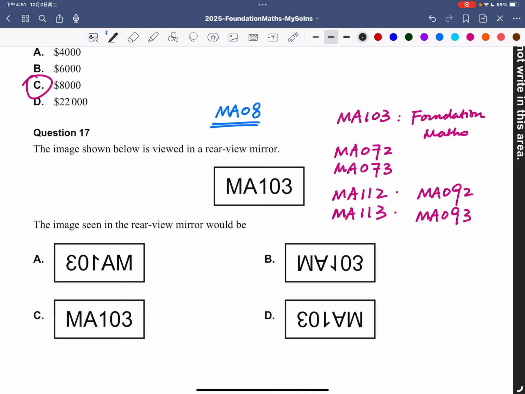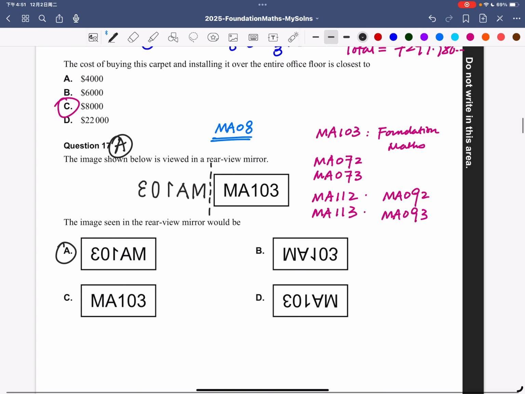So, if this is the mirror, we put an A here, we write the number 1 in the opposite direction, flipped or reflected. This O is still an O, but the 3 is reflected. Okay, something along these lines. So that is the mirror image of MA103.